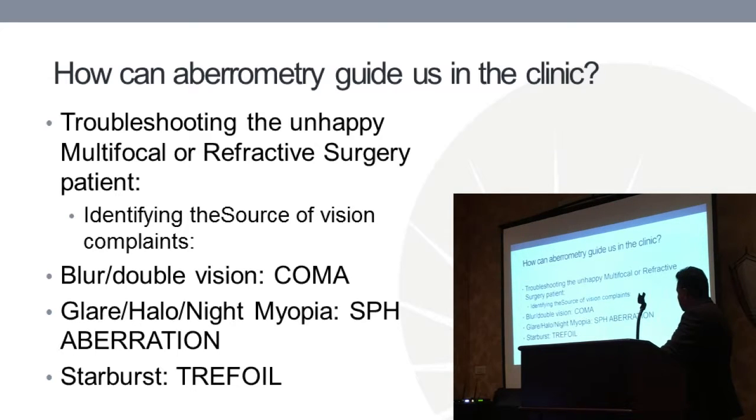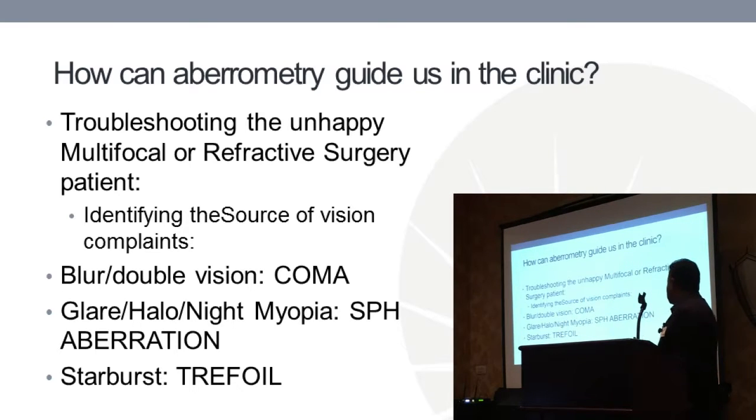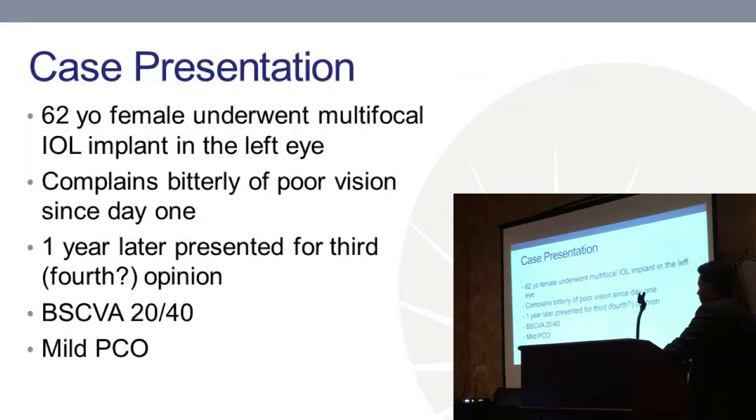When patients typically complain about blur or double vision, most of the time they're going to have some induced coma. If they're talking about glare, halos and difficulty seeing at night, that's typically spherical aberration, and starburst is usually a trefoil pattern. We can see this in the wavefront analysis that we get with our iTrace. So this is a case that I had of a 62-year-old lady.